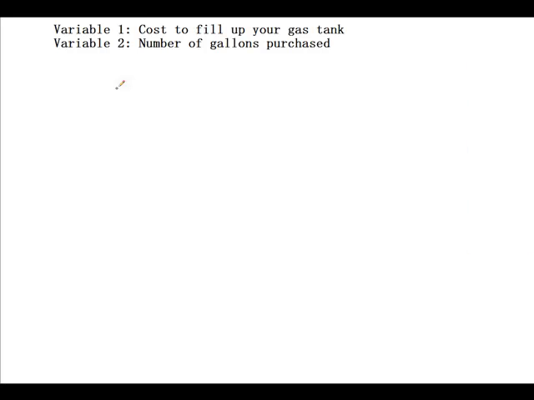So let's just say we want to study two variables, and this is one that's probably part of our everyday lives. The cost to fill up your gas tank, let's say that's one of your variables, and number of gallons purchased. So we want to understand how those two things co-vary. Well, first of all, let's identify input-output, or independent-dependent. So remember, the output is the dependent because it depends on the input, and the input doesn't depend on the output, so it's independent. So which do you think is which?